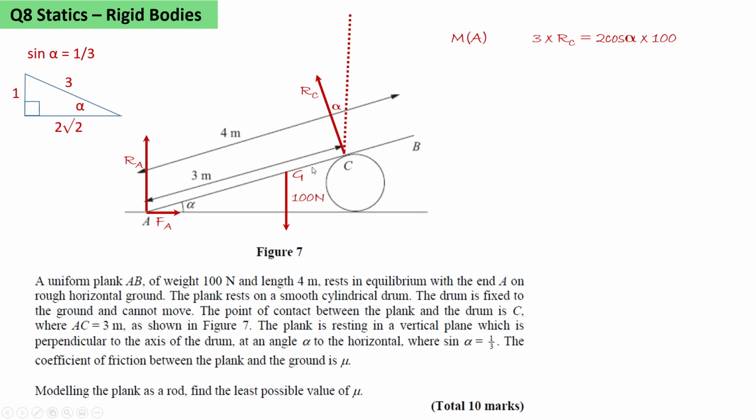So the moment of RC about A will be 3, the perpendicular distance, times RC. The moment of the weight, 100 newtons, about A will be the distance AG, which is 2, times cos alpha to give us the perpendicular distance between A and the force 100 newtons. From this we can see that RC equals 400√2/9.